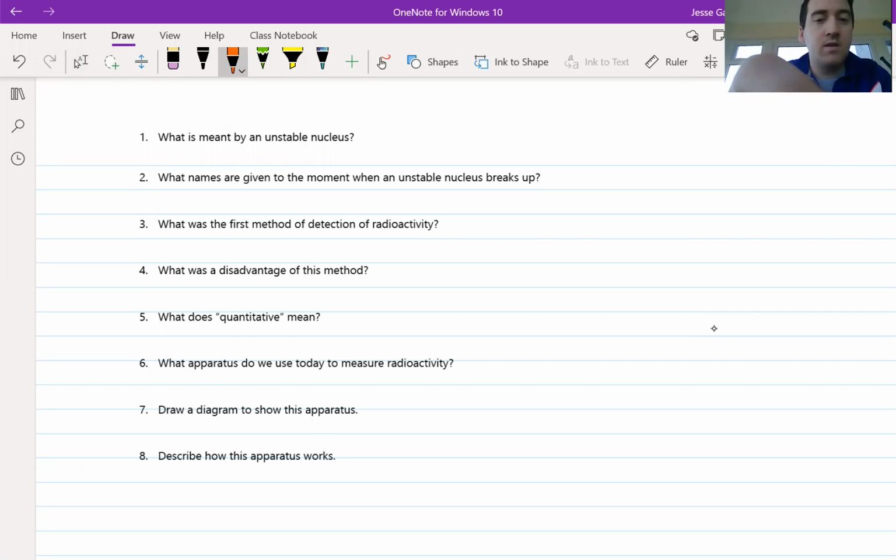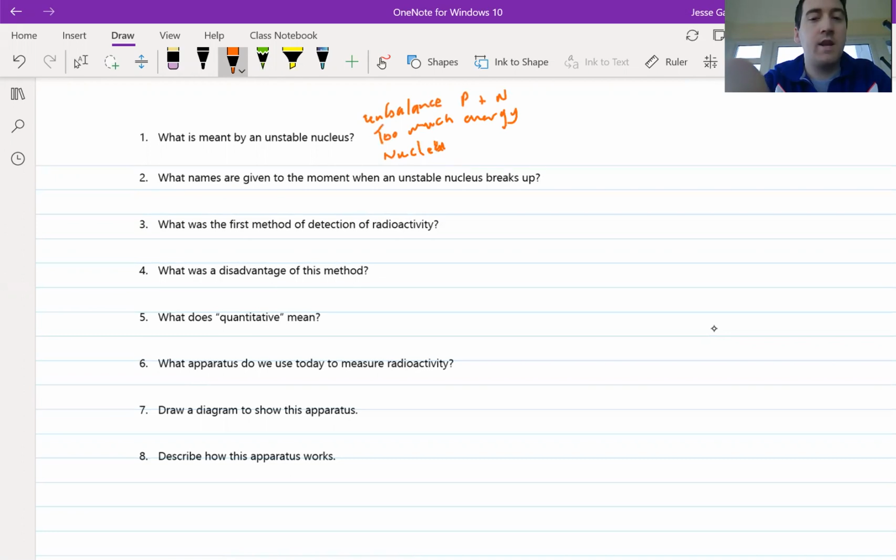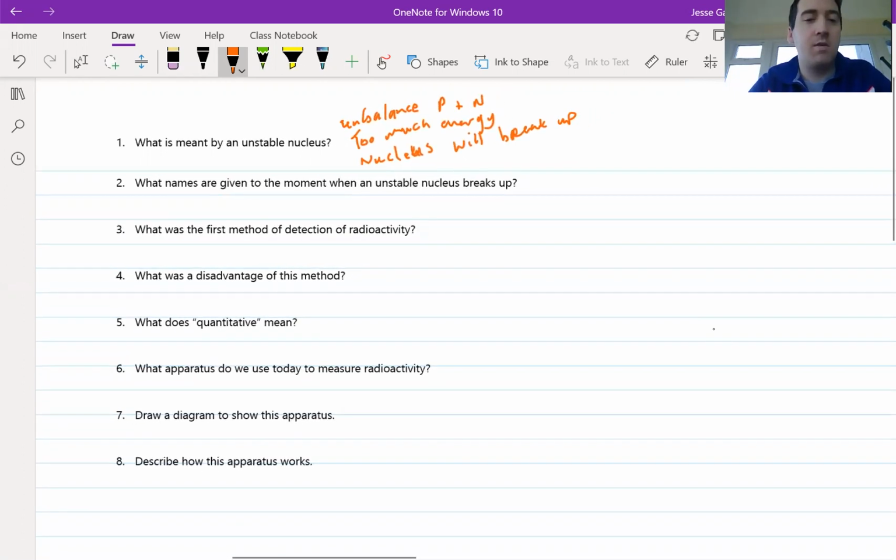Unstable means an unbalanced number of protons plus neutrons, too much energy, and the nucleus will break up. Obviously I'm not writing a full sentence there, I'm just saying the stuff you should have in it. You need to make sure you have this stuff in your answer. Hopefully you remember that from when we did unstable nucleus.